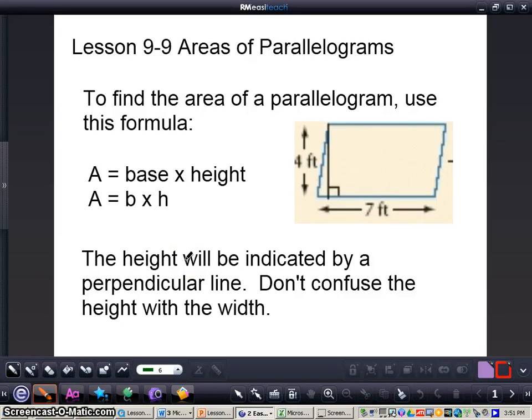In this video, we're going to take a look at how to find the area of parallelograms. It's important to understand that just like with squares and rectangles, there is a formula for finding the area of a parallelogram, and that is multiplying the base times the height, as we can see right here.